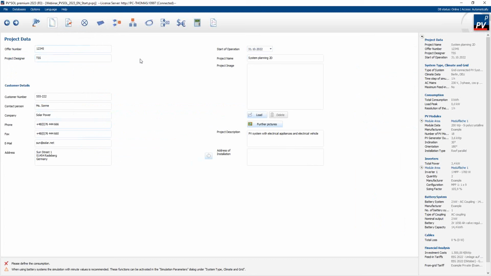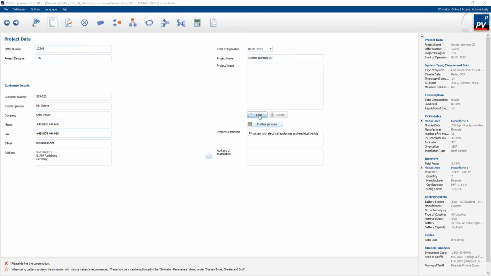This is for the more general data of the project. As you can see, you can enter an offer number, the project designer, and also the customer details here on the left-hand side, and on the right-hand side, there's the first important step of the planning. This is the start of operation date, especially for the economics. So we set it to the 1st of January this year, and then we can give it a project name.